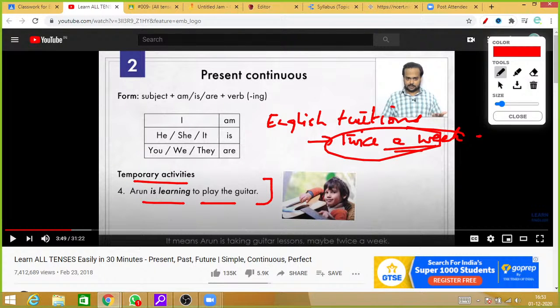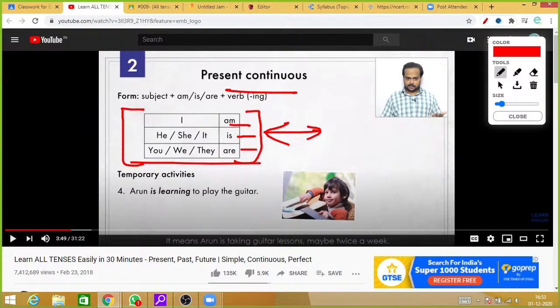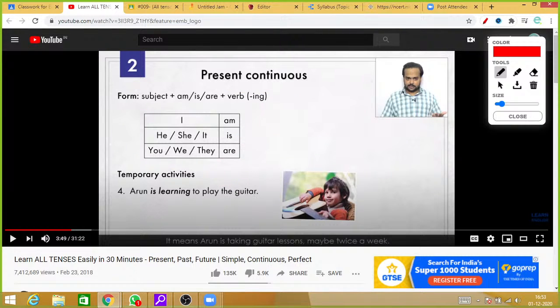These things we need not define as of now. All I want you to do is just understand. And this table you have to just know. This is how you will use am, is, are whenever you are talking about present continuous. Whether you are talking about things that you are doing now, or temporary activities, or if anything else also he wants to tell us, we'll see. So Arun is learning to play the guitar. Instead of Arun, we could also say he is learning to play the guitar.